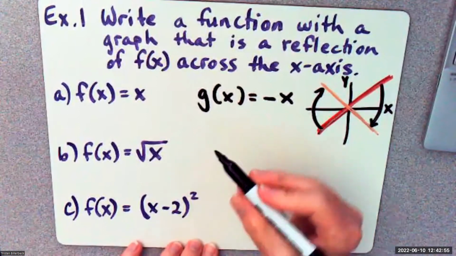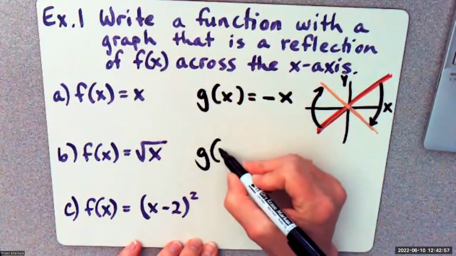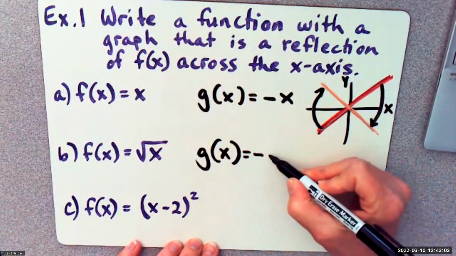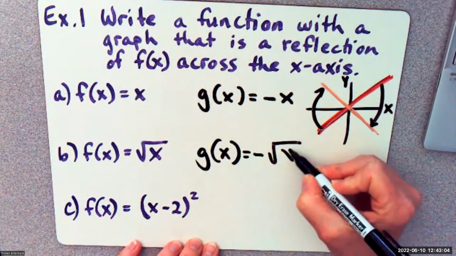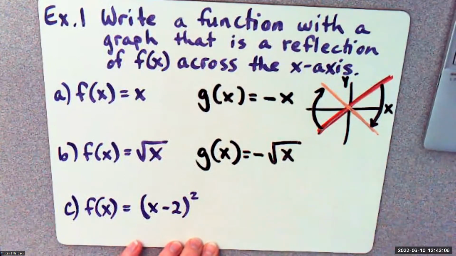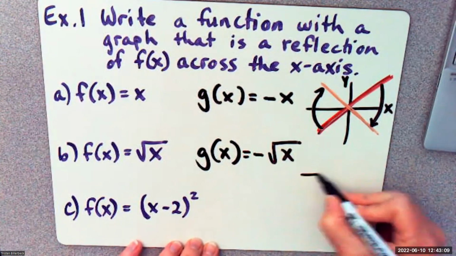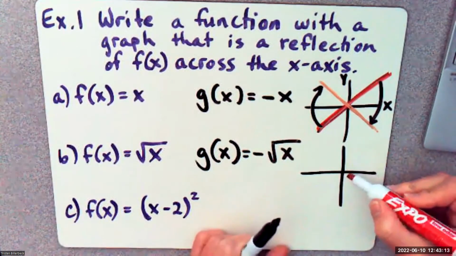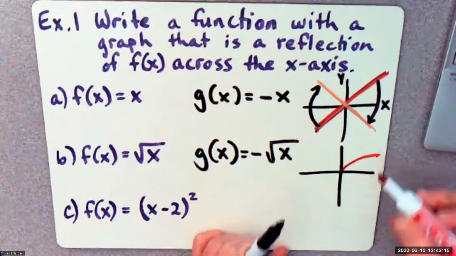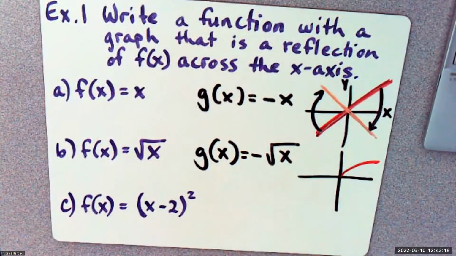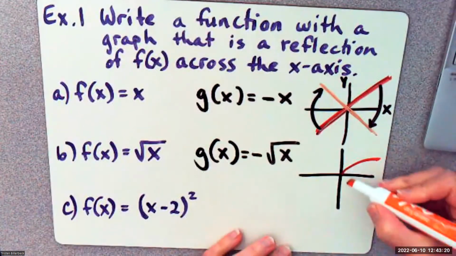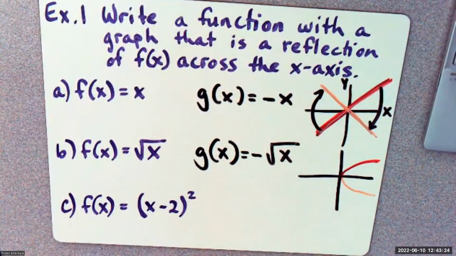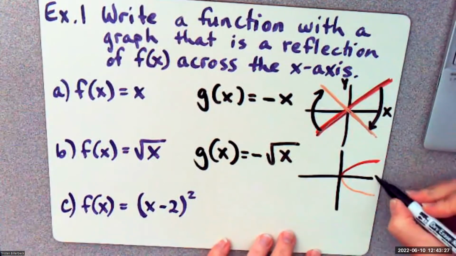Okay, so when we do this one, we just do the same thing. We just put a negative in front of the whole function, and that reflects it down below. So in this case, if I had my square root of x, which is going to look something like that, as soon as I put a negative on it, then the square root of x now looks like that. So it reflects across the x-axis.